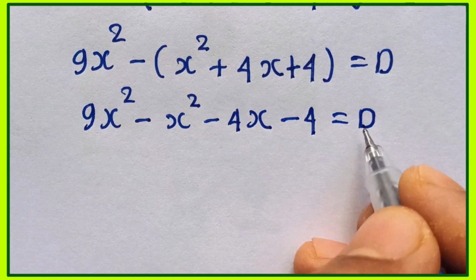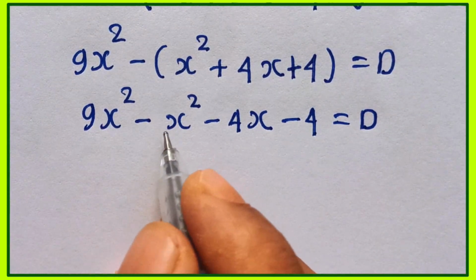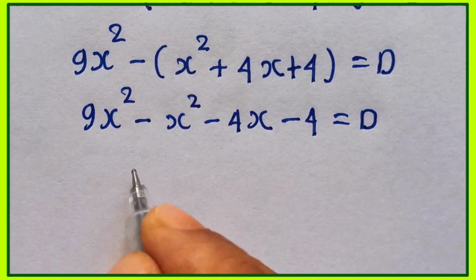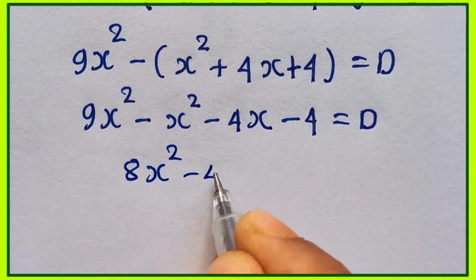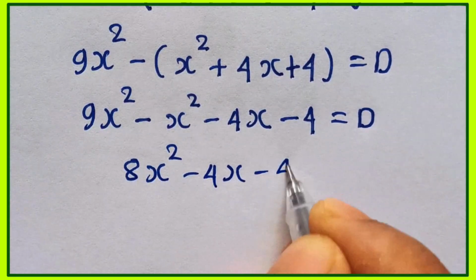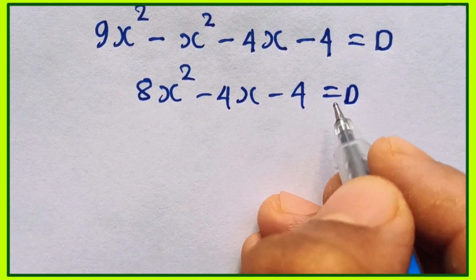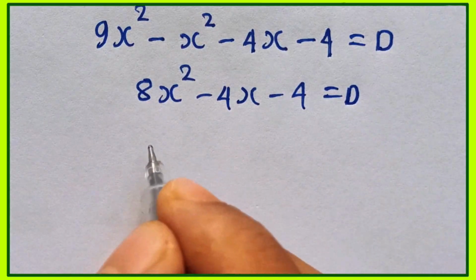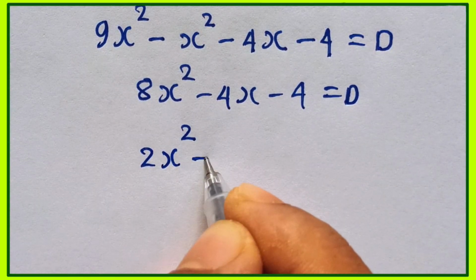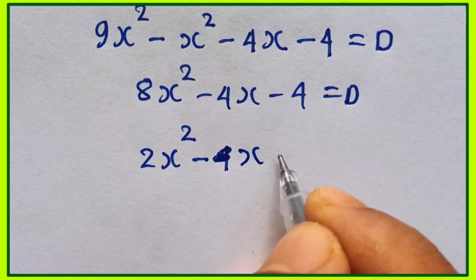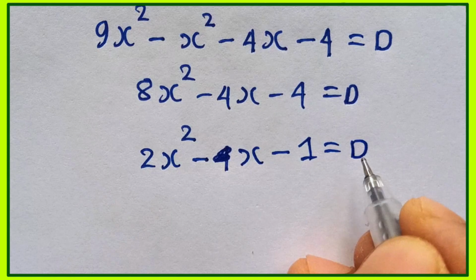is equal to 0. Now here is positive 9x square, negative 1x square will be positive 8x square, this minus 4x and minus 4 is equal to 0. Now we are going to divide by 4 to this term, and there is 2x square minus x minus 1 is equal to 0.